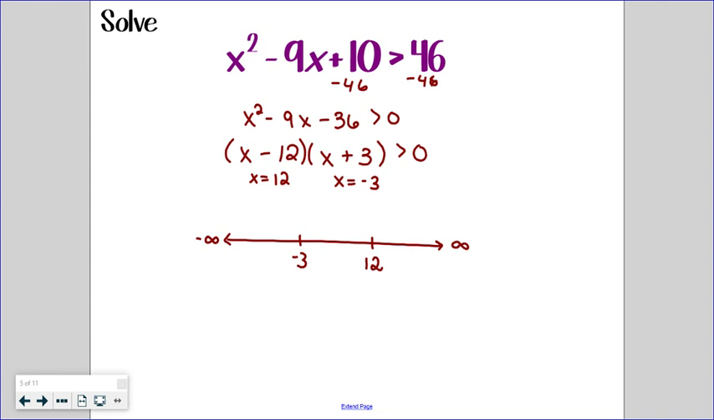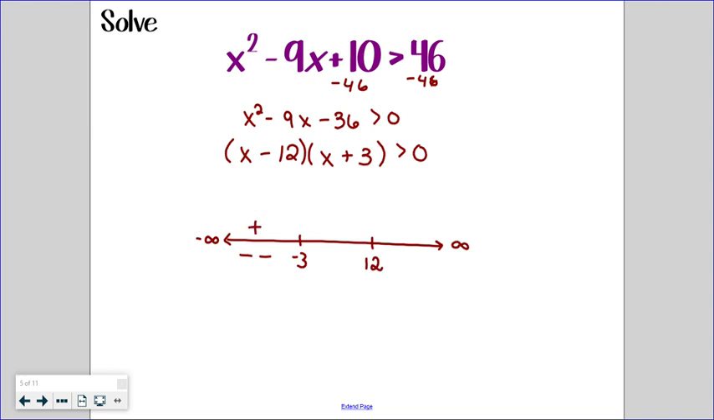And again, we're just going to start picking our sample numbers. So something smaller than negative 3 would be like negative 10. And I'm going to go plug those back in. Above, negative 10 minus 12 is a negative number. Negative 10 plus 3 is a negative number. A negative times a negative is a positive.